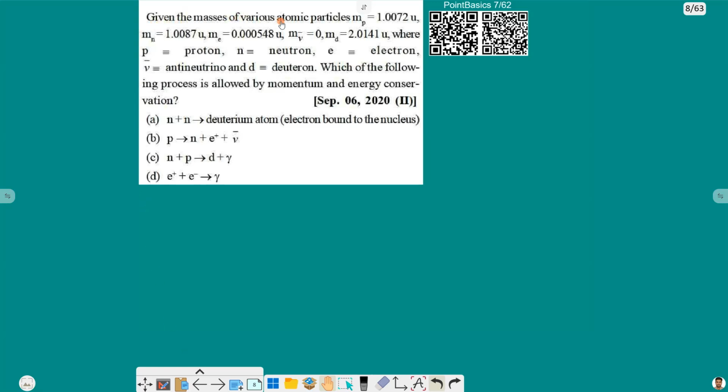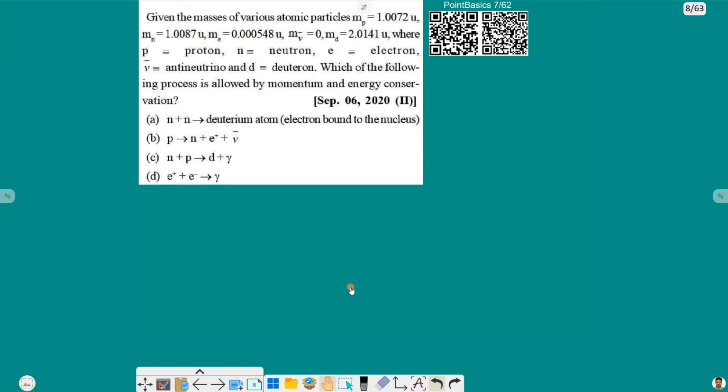So, given the masses of various atomic particles: proton, neutron, electron, antineutrino, and I think it is deuterium. Yes, D is deuteron. Which of the following processes is allowed by momentum and energy conservation?